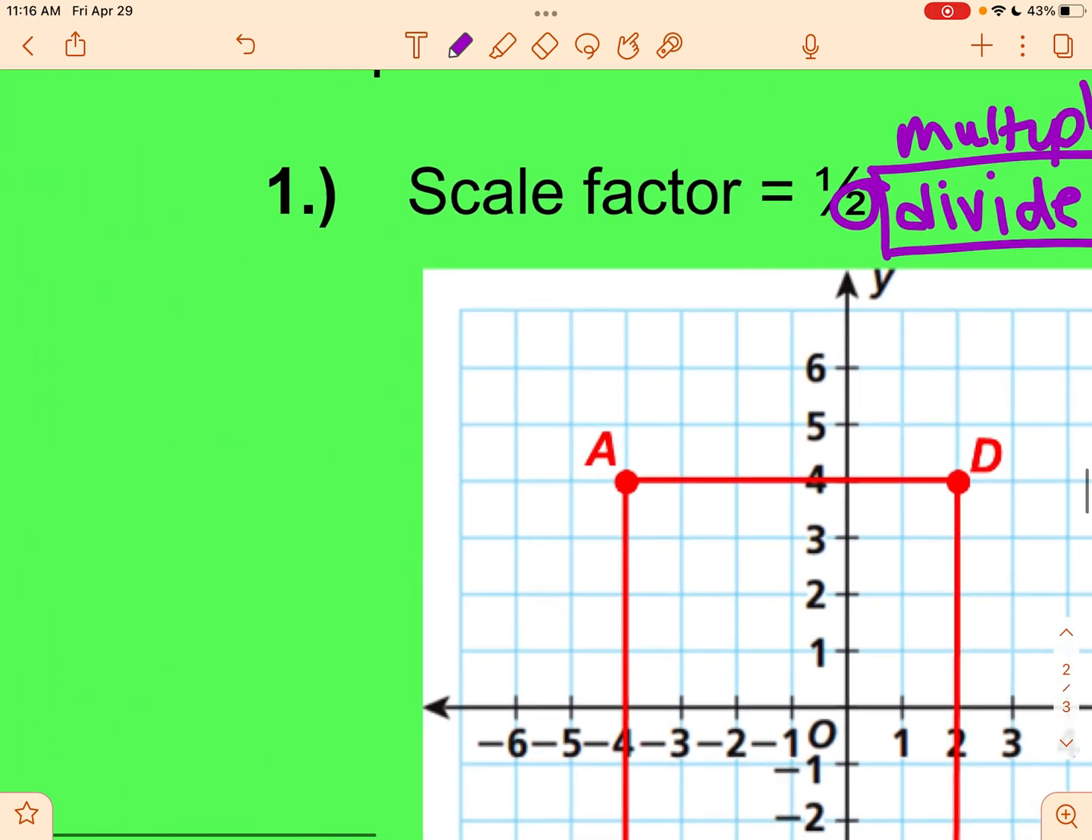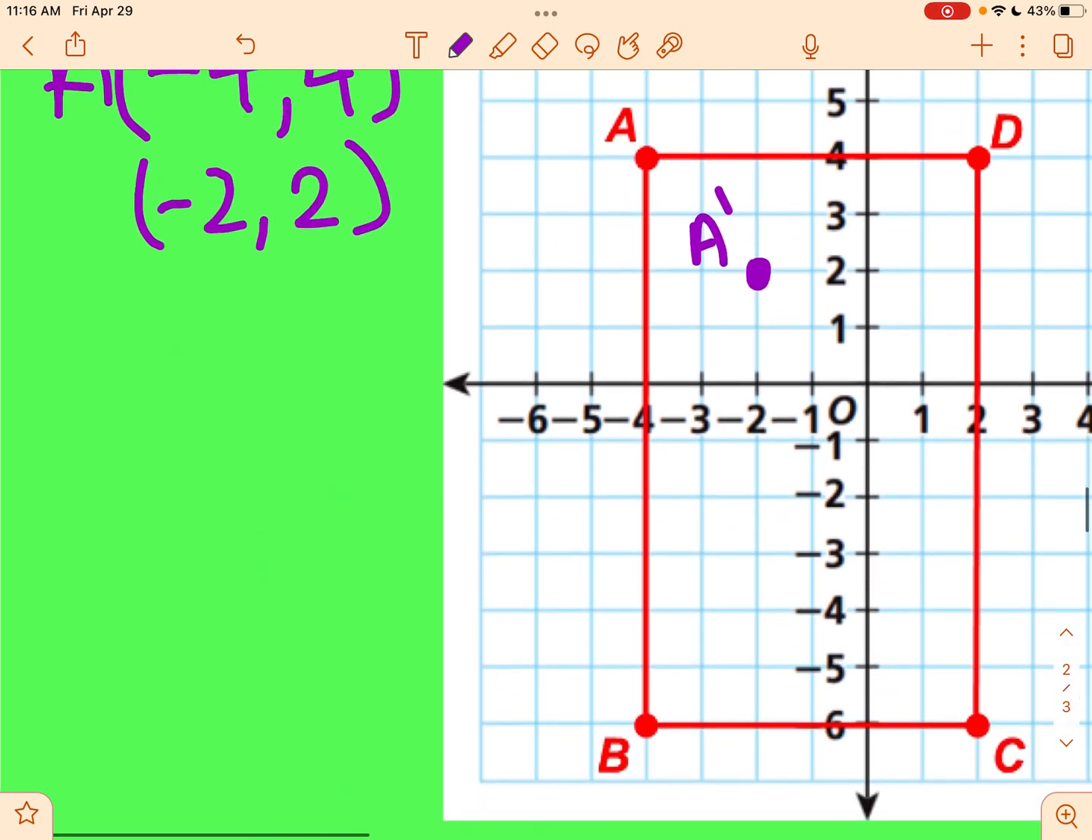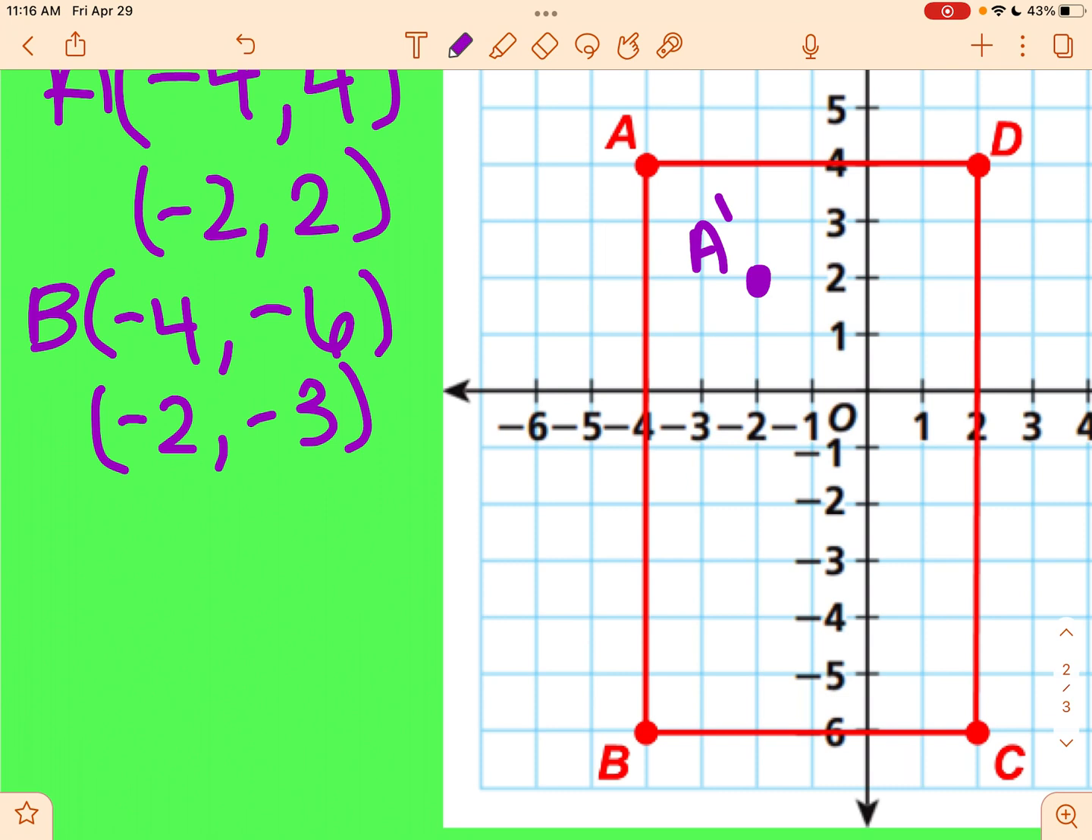All right, so let's start with A. A is at -4, 4. So let's divide both of those numbers by 2. -4 divided by 2 is -2. 4 divided by 2 is 2. So let's graph that. -2, 2 is right here. Awesome. Moving on to B. B is at -4, -6. Let's divide both of those numbers by 2. -4 divided by 2 is -2. -6 divided by 2 is -3. So we get -2, -3.